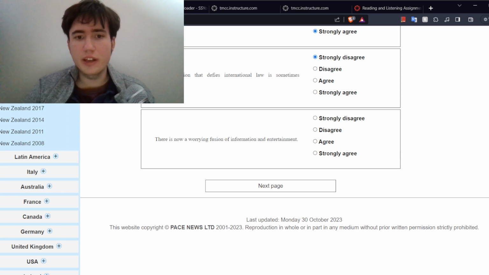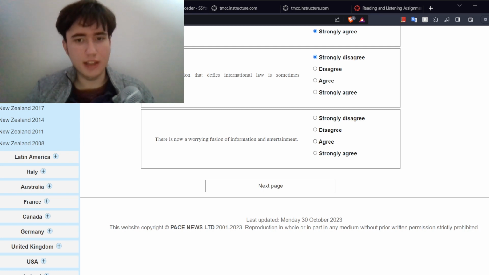There is now a worrying fusion of information and entertainment. See, this is one that just doesn't belong on this list. I mean, I guess if you answer agree, then you're saying you're more authoritarian, but that doesn't mean that you want to do something to stop the fusion of information and entertainment with the government. You can be concerned about that and have it not be a question of authority.